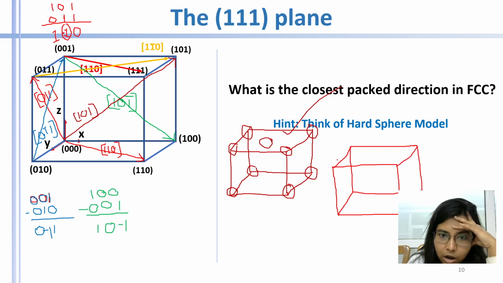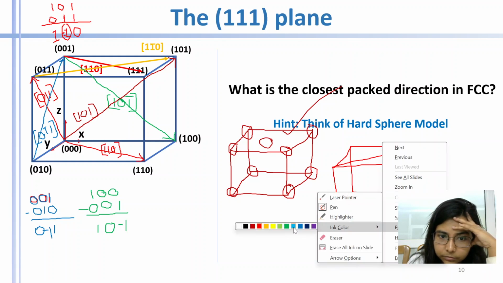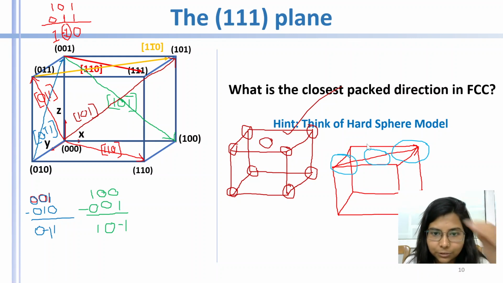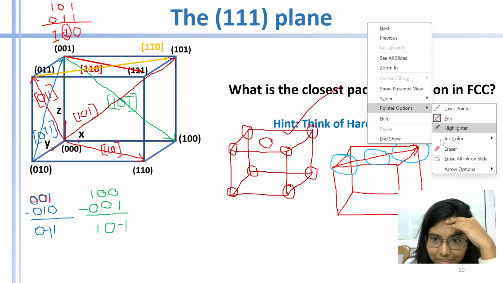Okay, so hard sphere model means, suppose I want to go along this direction. Okay, so in the center there is one atom like this, at the end there is one atom like this, at this end there is an atom like this. I have drawn very badly, so just excuse me.